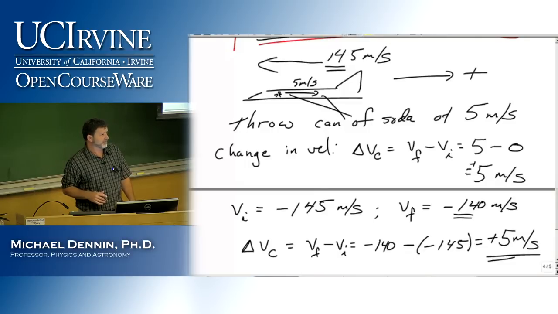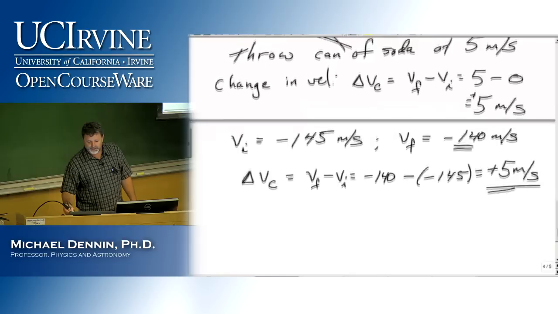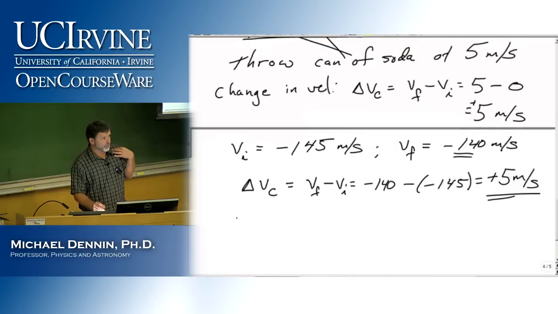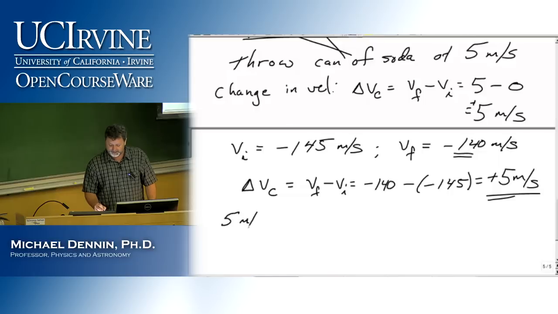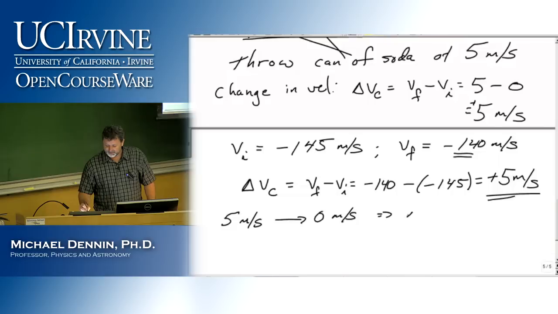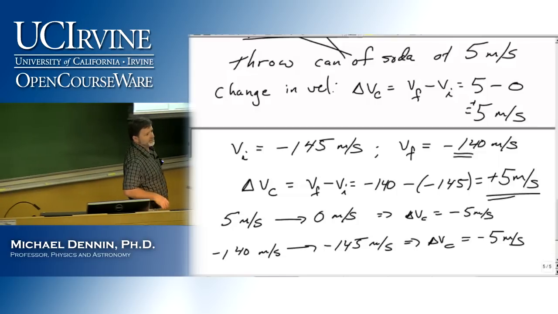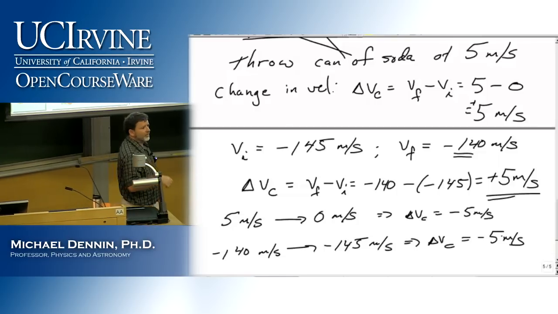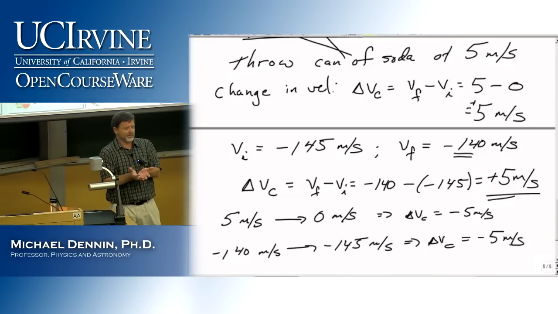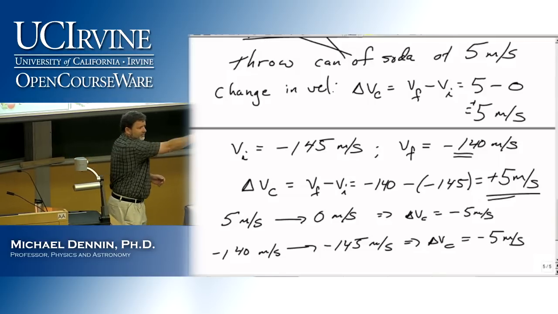Does that make sense? So after the catch, notice once it's caught, from my point of view on the airplane, I see it go from 5 meters per second to 0 meters per second, which is a change in velocity of negative 5 meters per second. And outside the plane, I see it go from negative 140 back to negative 145, which will also be a negative 5 meter per second change. So even at that catching moment, we see the same thing in terms of the change in velocity. We again disagree on the velocity. You sitting on the plane says it's going 0, and me sitting outside the plane says it's going negative 145.